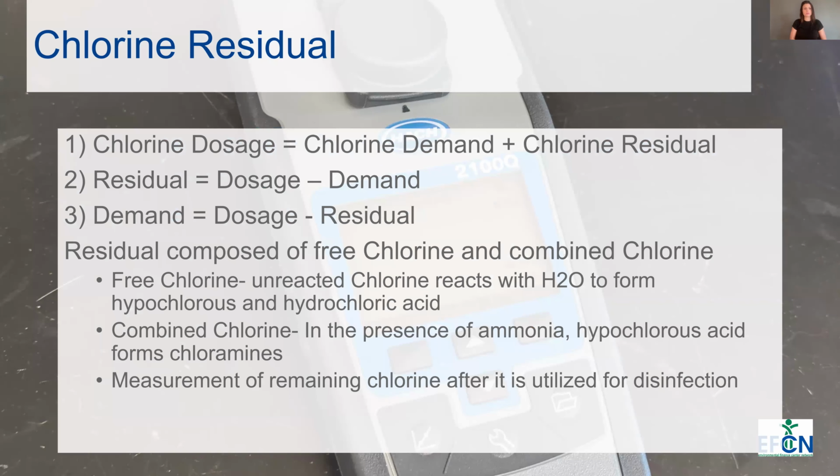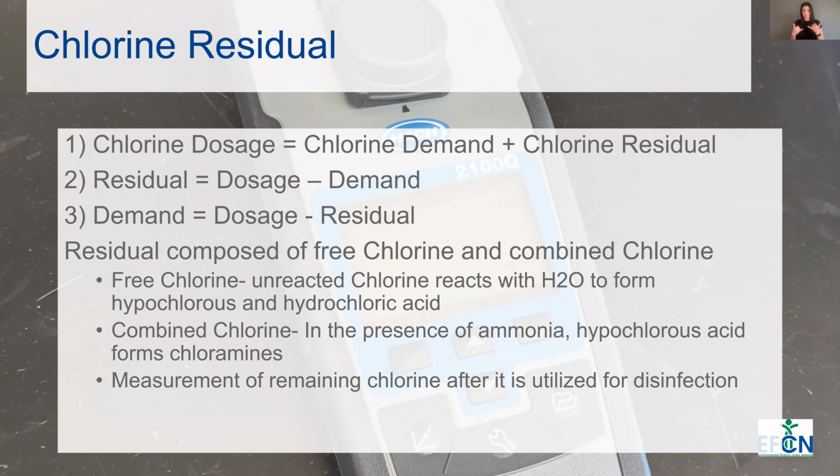Now, a useful chlorine calculation that we'll usually use. With chlorine, we have 3 things that we can calculate. We can calculate our chlorine dosage if we add the demand and the residual together. We can calculate the residual by taking the dosage minus the demand. And then we can understand our demand by subtracting our residual from our dosage.